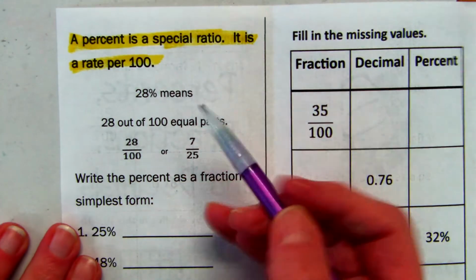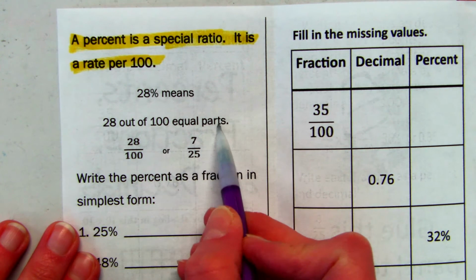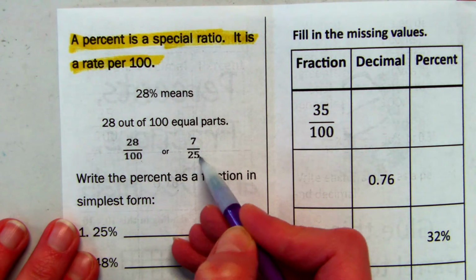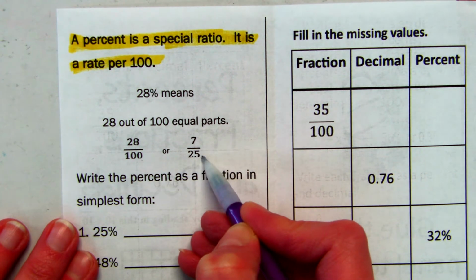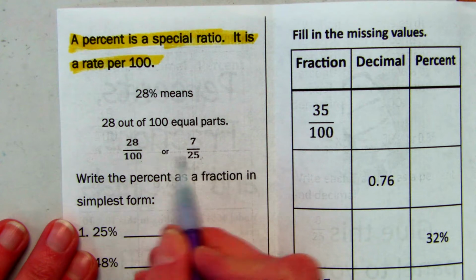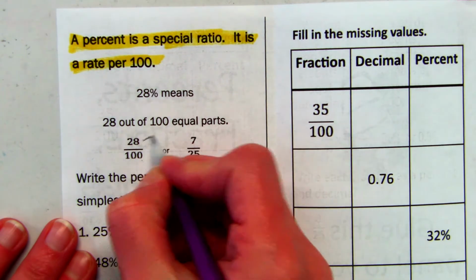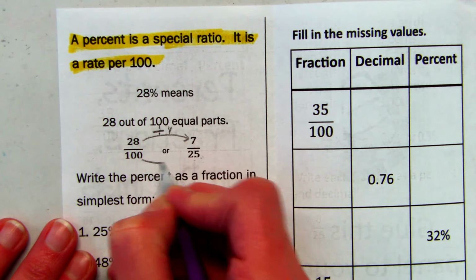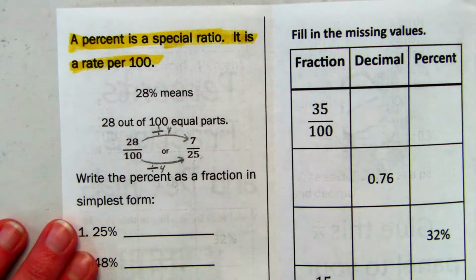So it just goes on to explain 28% means 28 out of 100 equal parts. They have 28 over 100 or 7 out of 25. Wait a minute. Where did they get 7 out of 25? They reduced. Priya, tell me what they divided by. They divided by 4. So they took this and divided by 4, and they took this and divided by 4, and that's how they reduced that fraction.